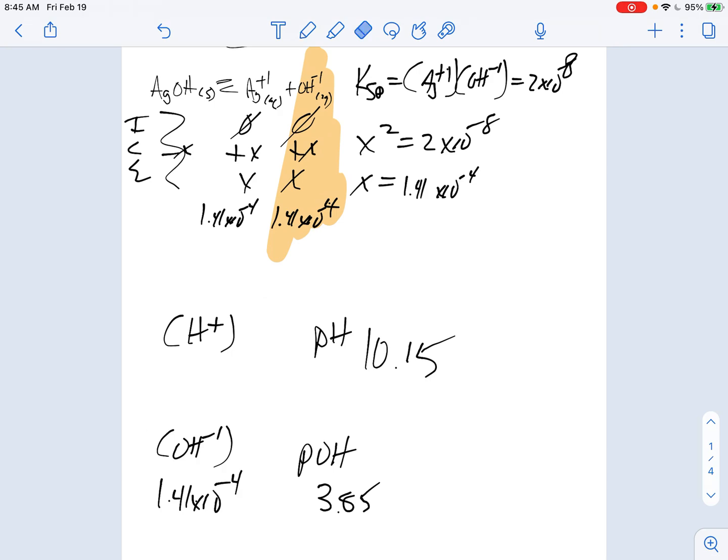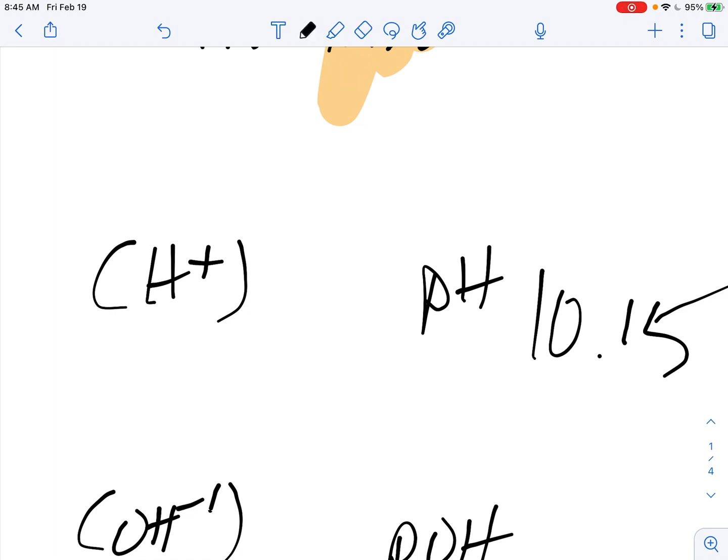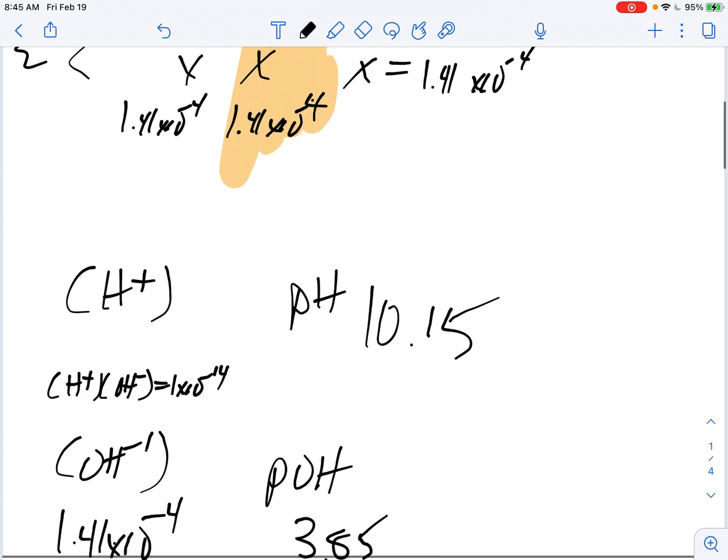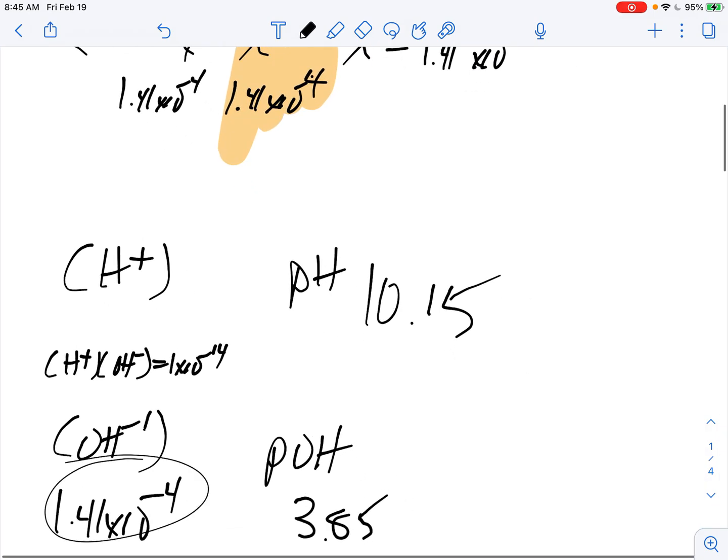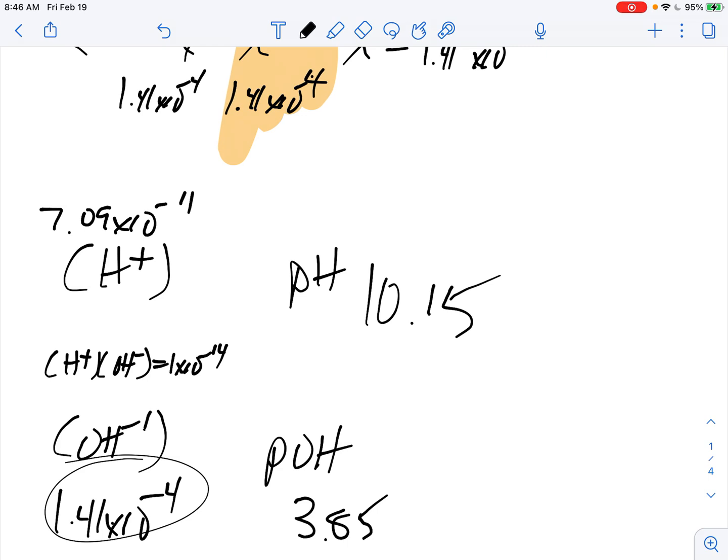It's just that you have to use this equation here, that it's the H positive times the OH negative equals 1 times 10 to the negative 14th. So you have to divide that number into 1 times 10 to the negative 14th. So that would be divided by 1.41 times 10 to the negative 4th. That gets you a value here of 7.09 times 10 to the negative 11th, at which point you take the negative log and get, not surprisingly, a 10.15.